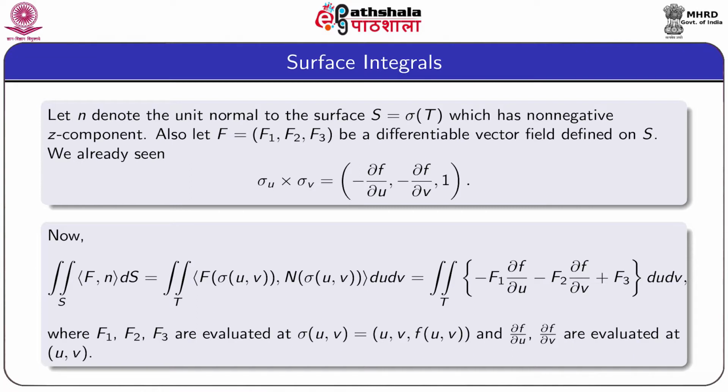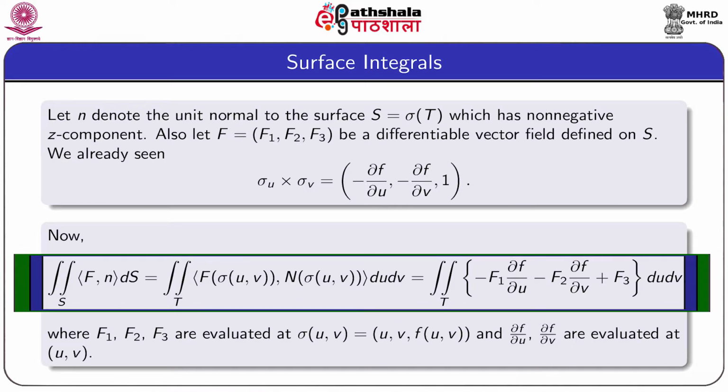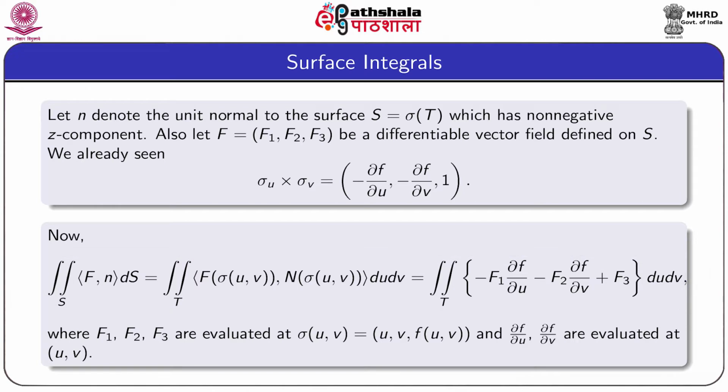We have already seen σu cross σv equal to (−∂f/∂u, −∂f/∂v, 1). Now, the surface integral over S of the inner product F·n dS equals the double integral over T of the inner product of F(σ(u,v)) and n(σ(u,v)) du dv. This equals the double integral over T of (−f1 ∂f/∂u − f2 ∂f/∂v + f3) du dv, where f1, f2, f3 are evaluated at σ(u,v), that is (u, v, f(u,v)), and ∂f/∂u, ∂f/∂v are evaluated at (u,v).